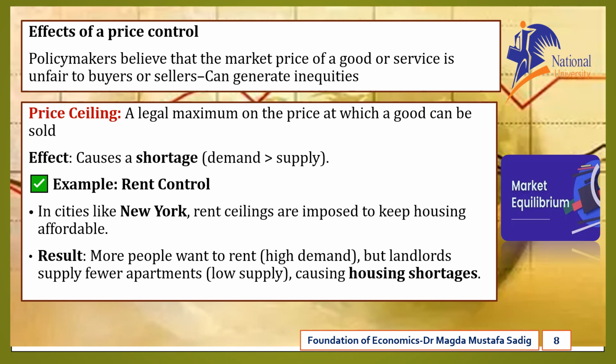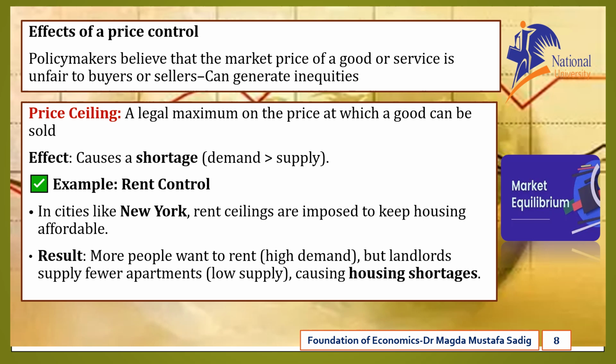At this artificially low price, quantity demanded increases because rent is now cheaper, so more people want apartments, while quantity supplied decreases because landlords find it less profitable, so they offer fewer apartments. The result is a shortage, where quantity demanded is larger than quantity supplied. This shortage creates inefficiencies and non-price rationing, such as long waiting lists, bribes, or discrimination.